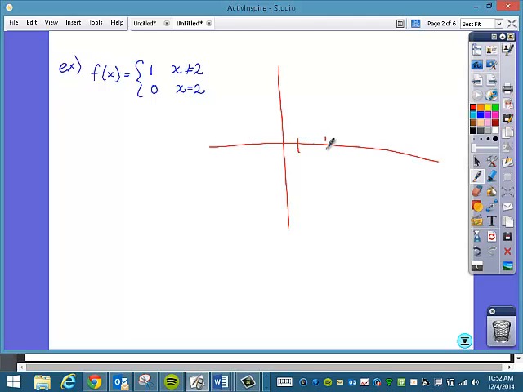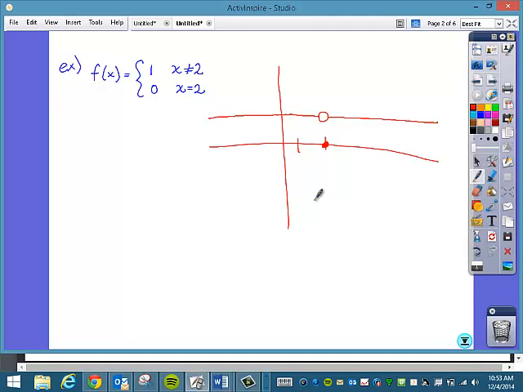So when x is equal to 2, our y value is 0. So we have a point at 2, 0. But whenever x is not equal to 2, we have a constant line at y equals 1. So basically what happens is you have 1 until you get to x equals 2, and then you have a hole, because you don't have a point at 2, 1. You have a point at 2, 0. And then it keeps going at 1.